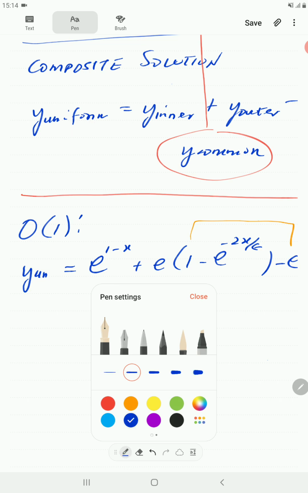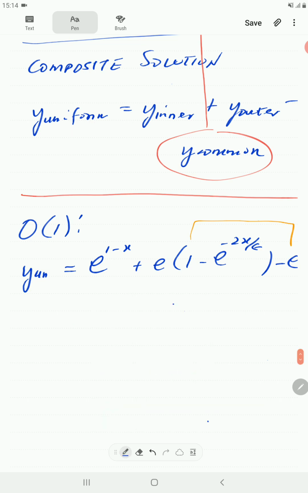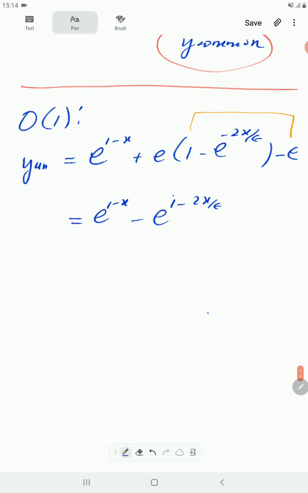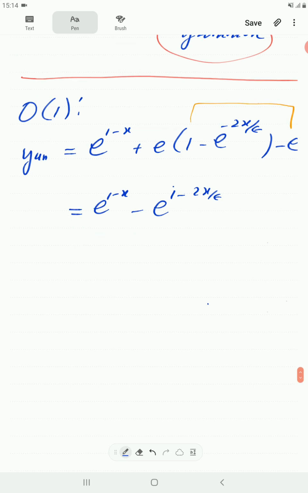So ultimately, our uniformly valid solution at order 1 is going to be e to the 1 minus x minus e to the 1 minus 2x over epsilon. Okay, if we do the same thing at order epsilon, we are going to find the following expression.